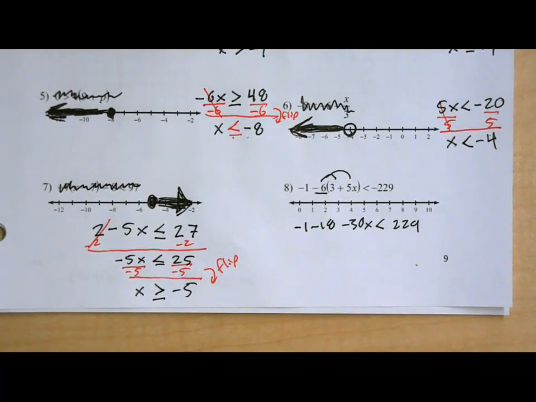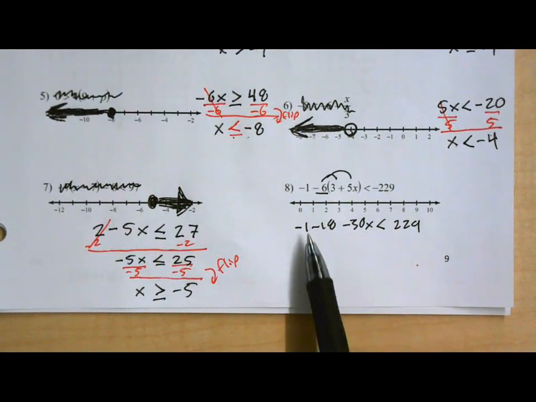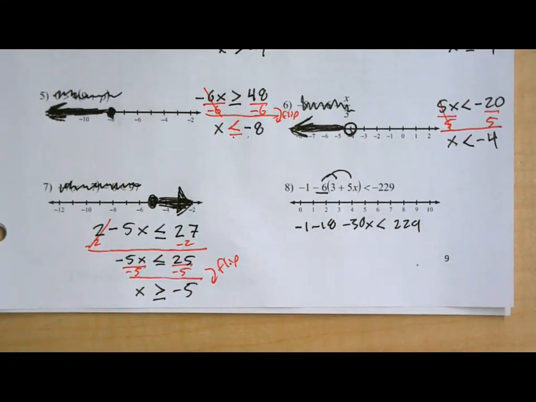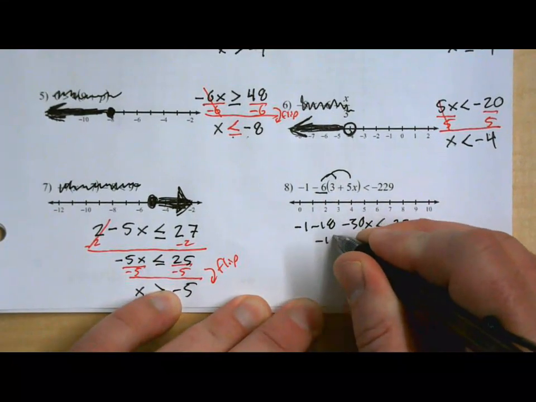Write small because we got a few more steps to do. Next thing I'd be looking to do is combine some like terms. I think I got some like terms over here I could stick together. That -1 and that -18 look like they could go together. What is that all together? -19.